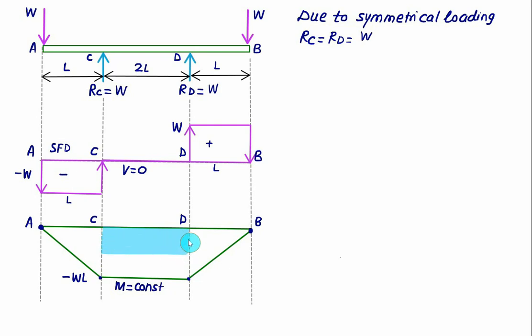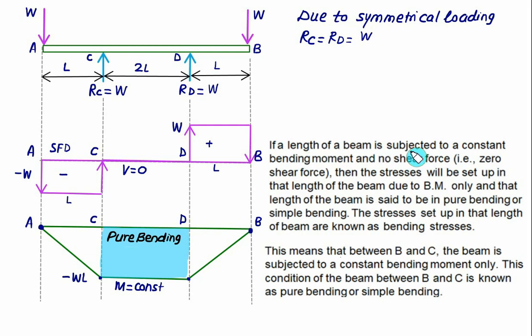This section of a beam is called pure bending, and our flexure formula is valid only for pure bending. If a length of a beam is subjected to constant bending moment and no shear force, that is, the shear force is equal to 0, then the stresses set up in that length, from C to D of the beam, are due to bending moment only, and that length of the beam is said to be in pure bending. The stresses set up here are called bending stress, represented by sigma B.